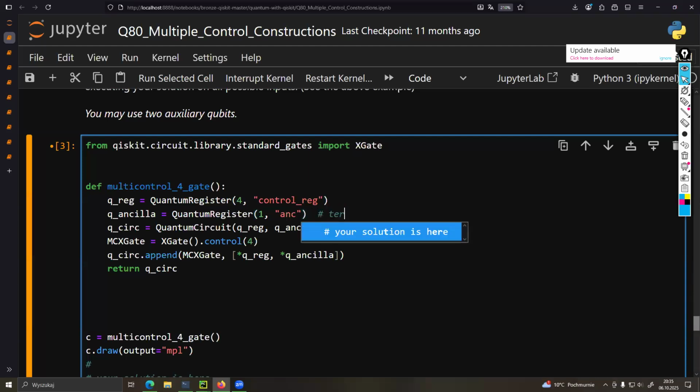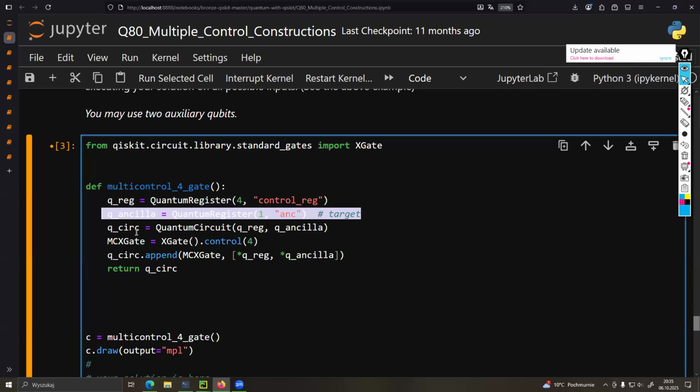This is the target, rather. Targets. And after that, you prepare a quantum circuit. You denote that this X gate should be a control of 4 and append this multi-controlled X gate, or any other gate, because there could be other gates.